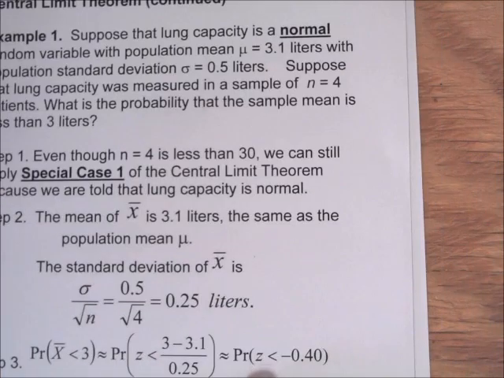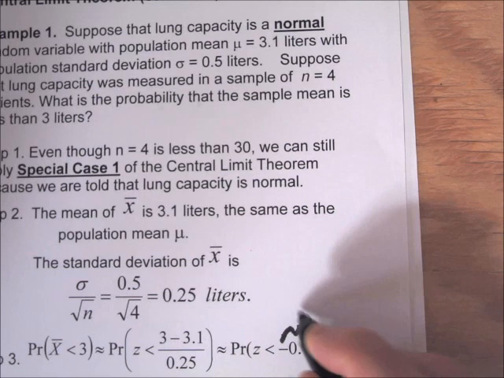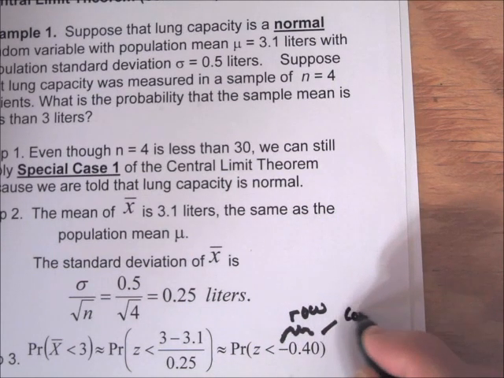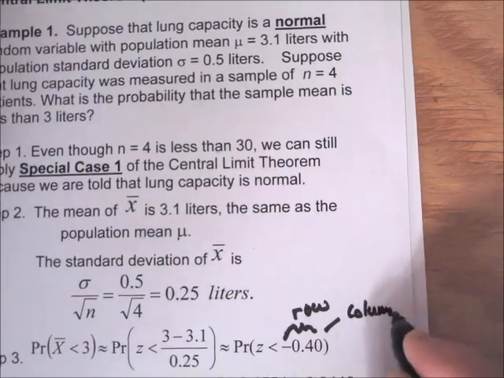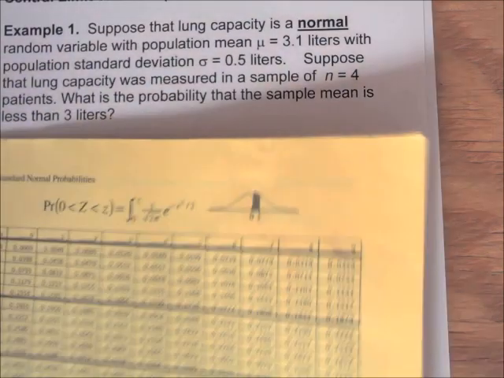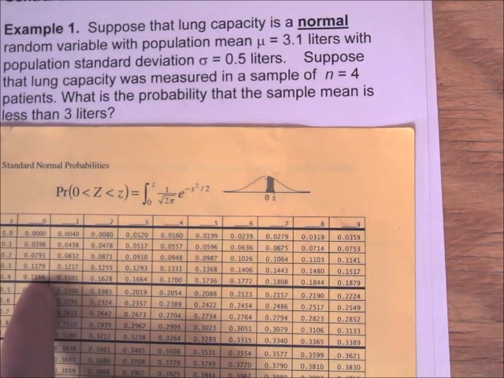So we want to look in row 0.4 and column 0 of the z-table. So 0.4, column 0, and that's 0.1554.